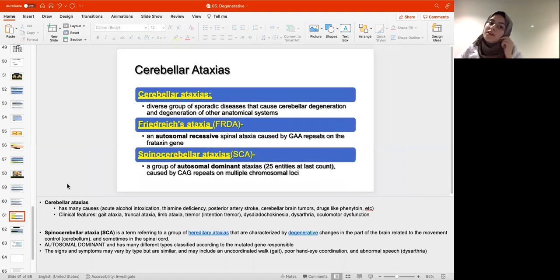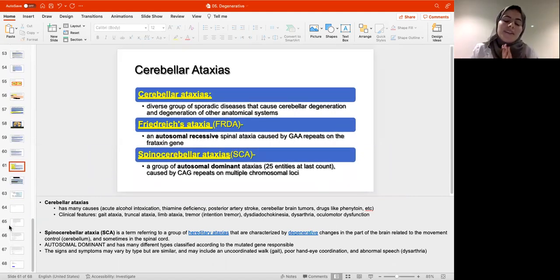Now, cerebellar ataxias. What did you guys say about it? The main feature, they would have what type of tremor? Intention, yes. And what else do you think? What does ataxia mean? Unstable gait. So their gait would be disturbed. That's one of the main features.